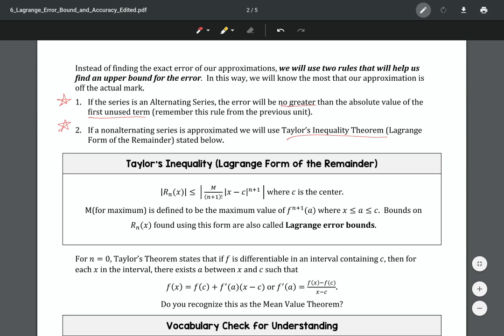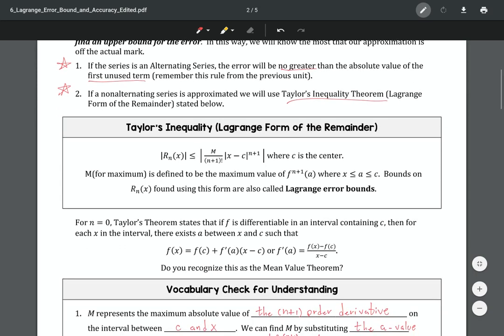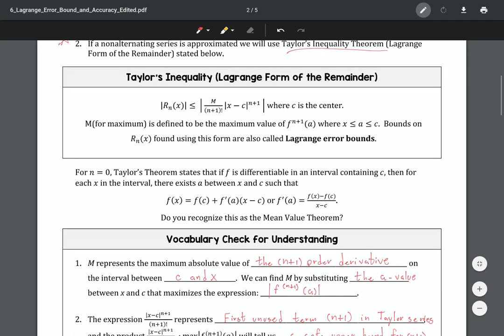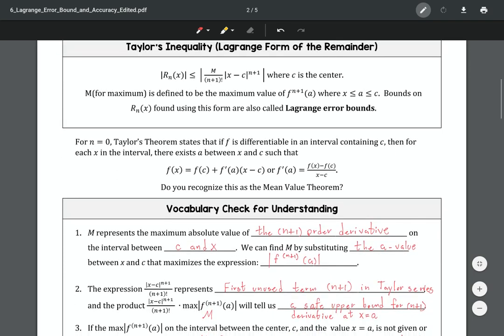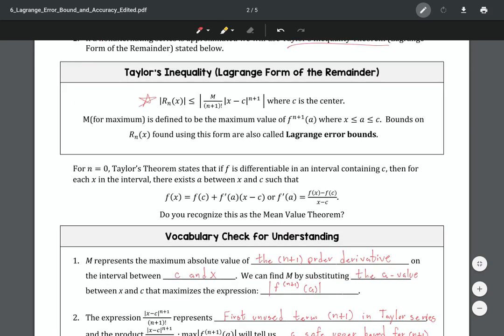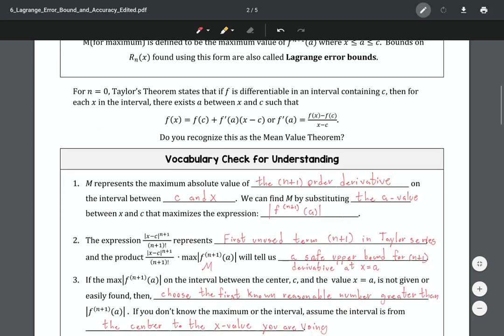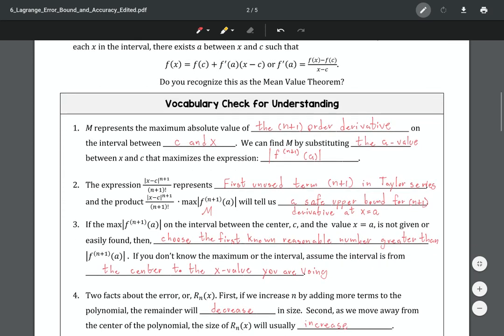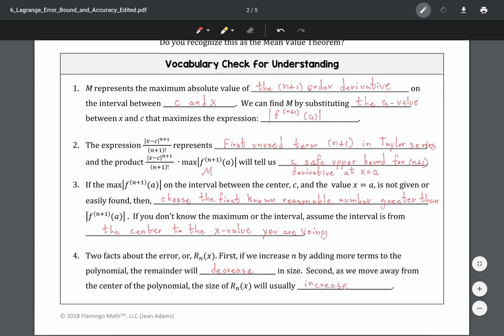Now, if you have a non-alternating series, then the error can be approximated by using Taylor's inequality theorem, or what they call the Lagrange form of the remainder. This gets pretty heavy on the math, but essentially you are going to need to remember what this formula is, so make sure you write that down. I would write that probably as the very first thing on my homework. And you should definitely copy this down, and then after I explain everything, or as you do your homework, go back, and all of that really does make more sense once you've done it.